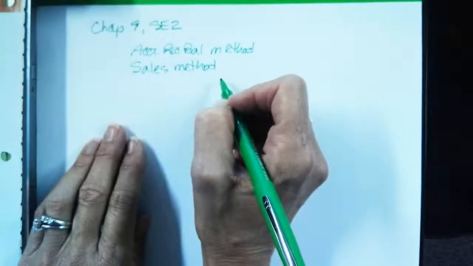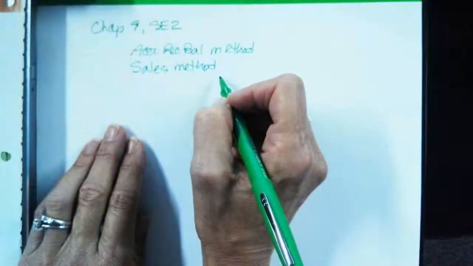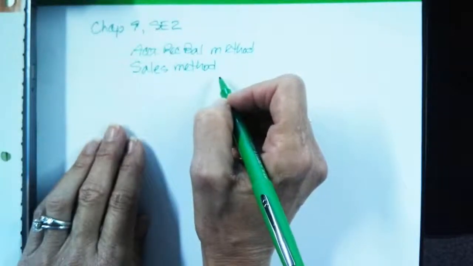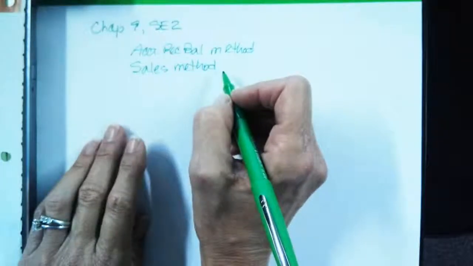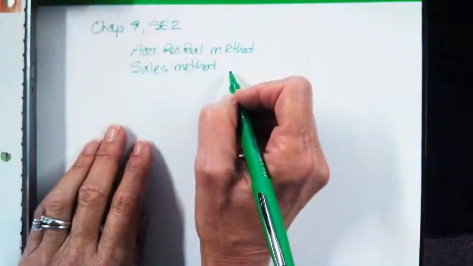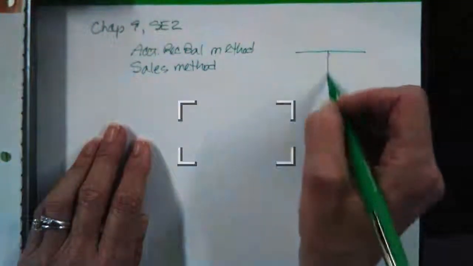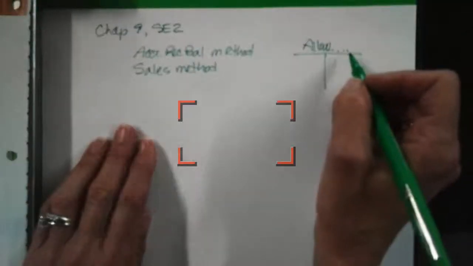Actually, your author doesn't call it bad debt expense. Your author calls it uncollectible accounts expense, which I will tell you is ridiculous because everybody in practice calls it bad debt expense. So excuse me if I go back and forth between the terms. So in the sales method, it doesn't matter what our balance is in the allowance for uncollectible accounts. Doesn't matter what it is. We're going to book the expense based off the percentage of sales.